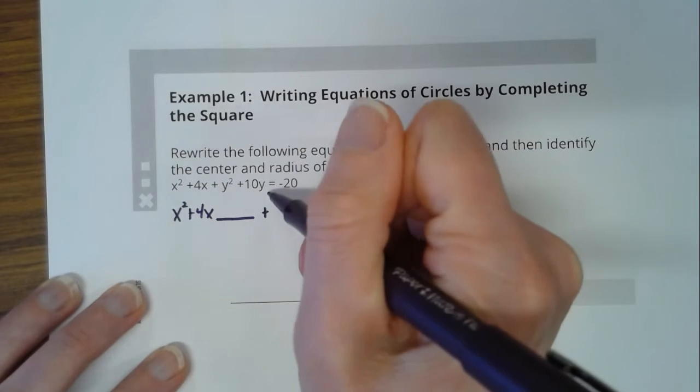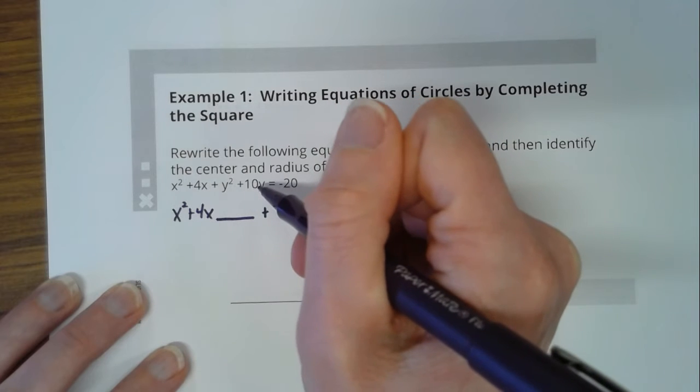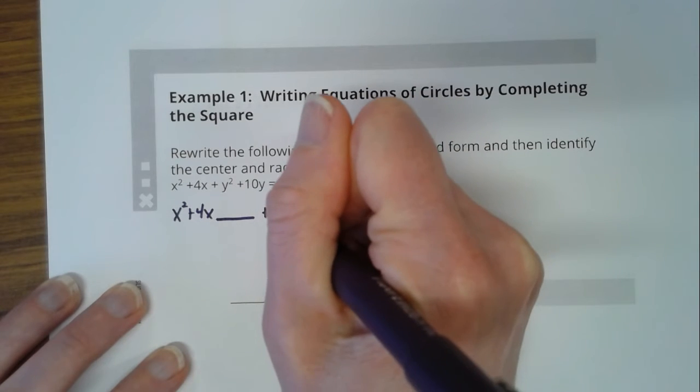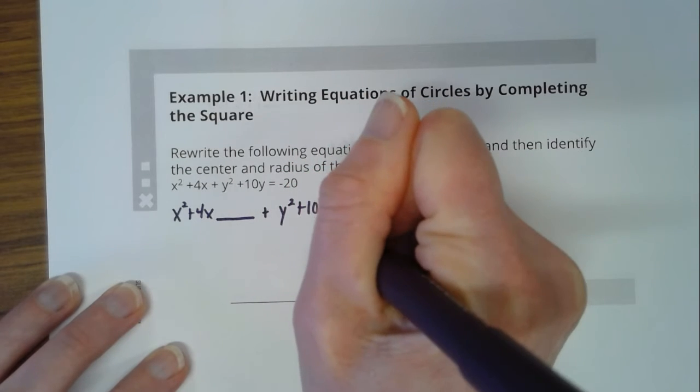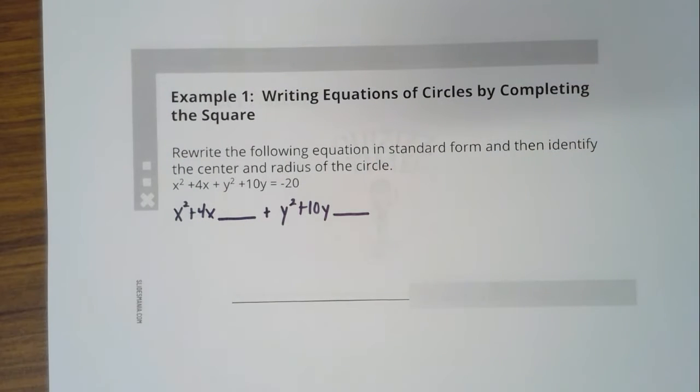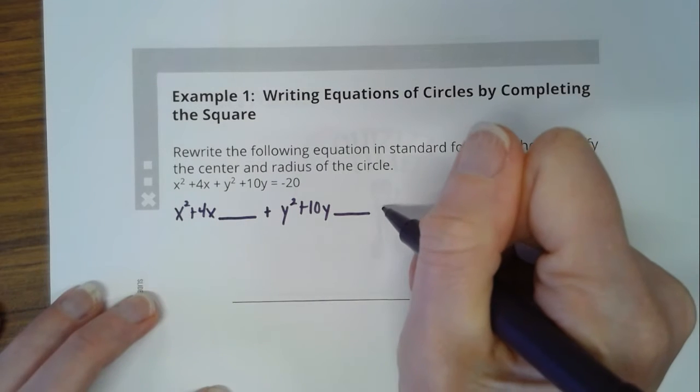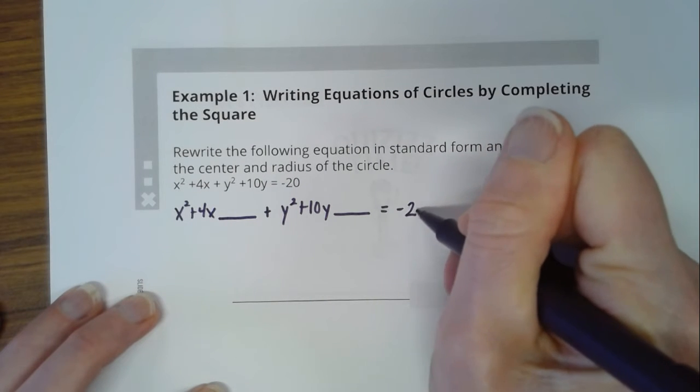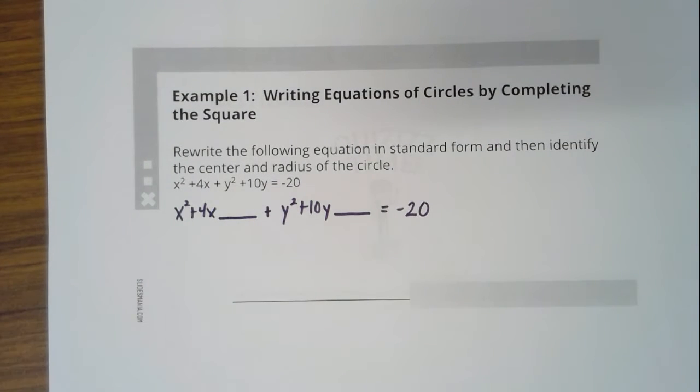And then I'm going to do the same thing for my y. So I want to put my y squared and my y terms together, and I'm going to complete that square. So again, that guy would also factor into a y plus or minus something quantity squared. And then we put the constant over to the right-hand side. So that negative 20 is just going to hang out there.